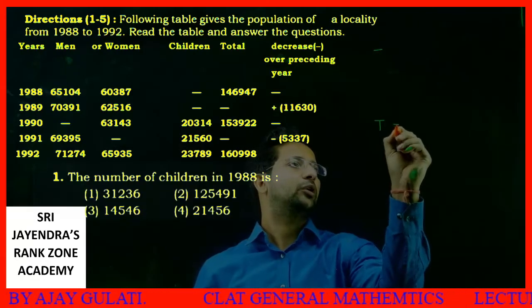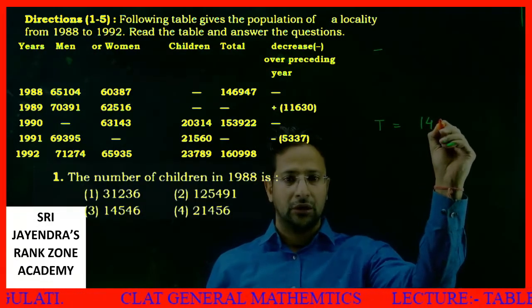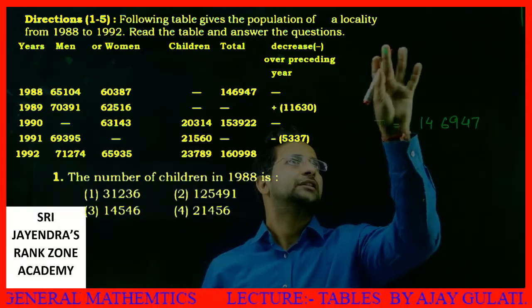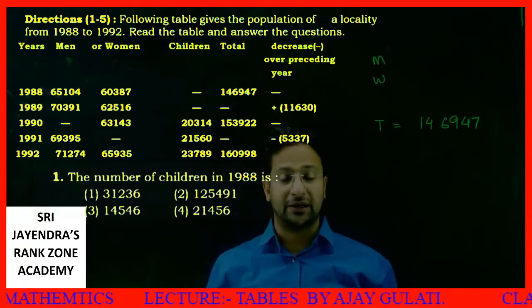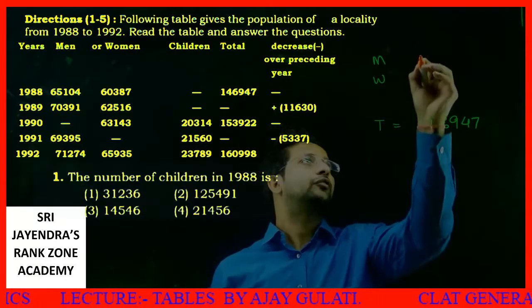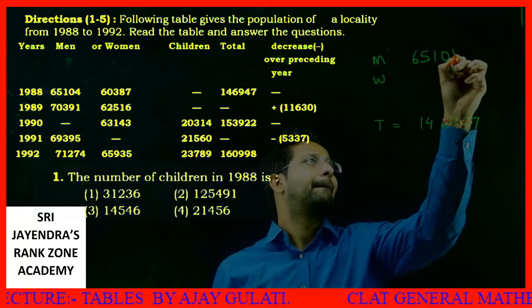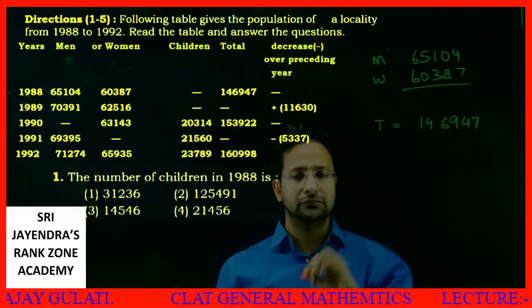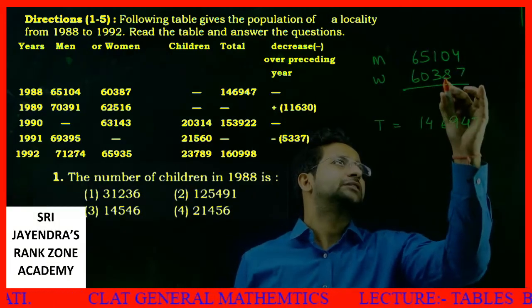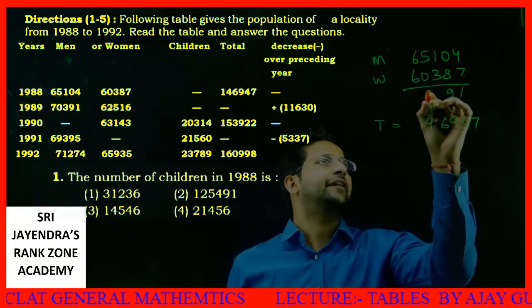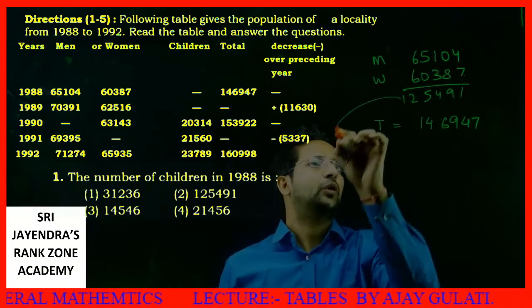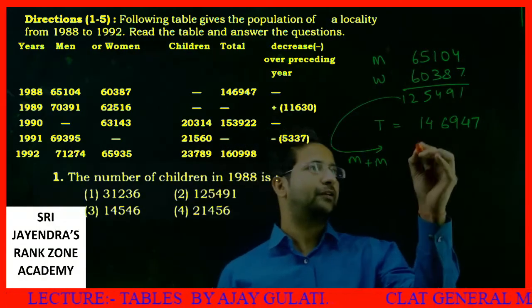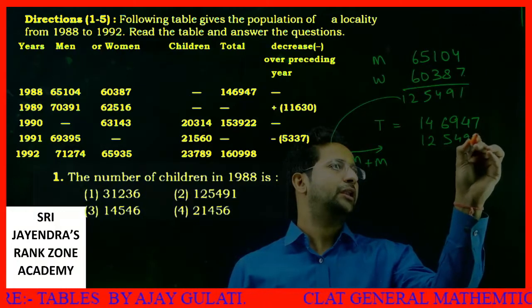First of all, I write the total population over here. Total population is 146947. Then we say men and women. How many men and women are there? Men are 65104. Women are 60387. Now let's total it up. 7 and 4, 11, 1 and 3, 4, 5 and 6, 11... men plus women is how much? 125491.